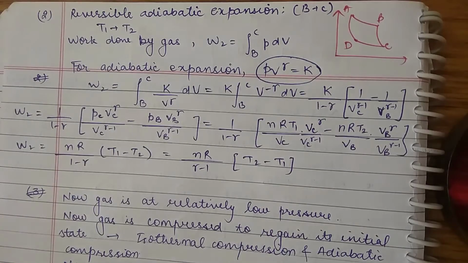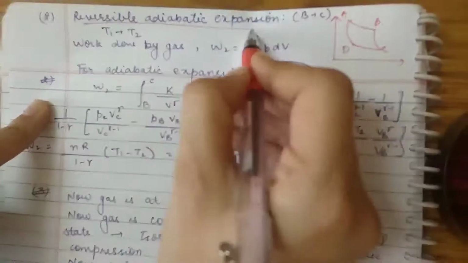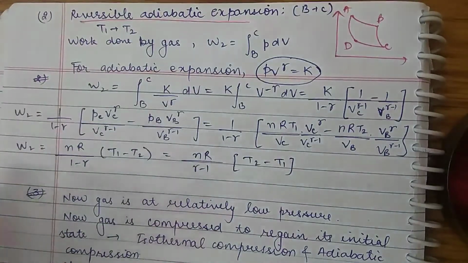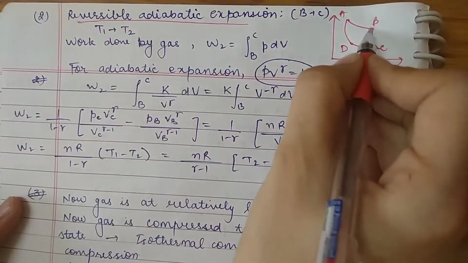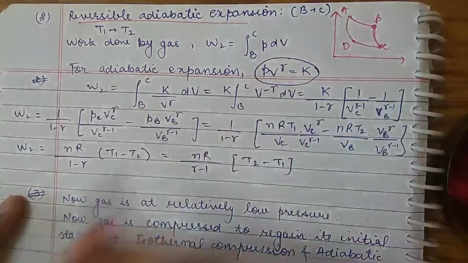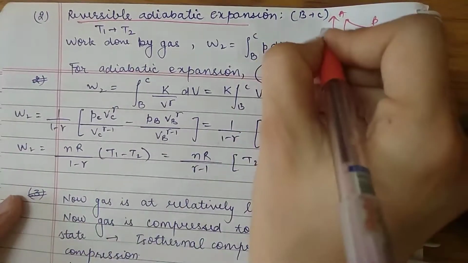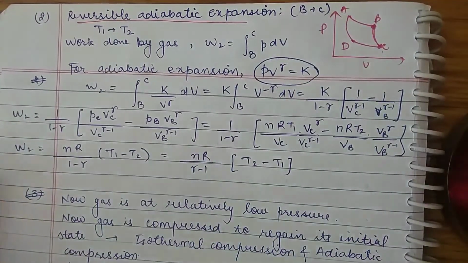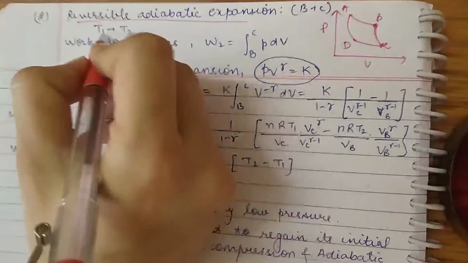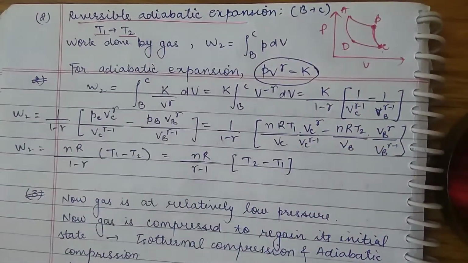Now our second process will be reversible adiabatic expansion, which is shown in the PV diagram by the points B to C. This occurs from point B to C. This is the PV diagram. In this process, T1 changes to T2.